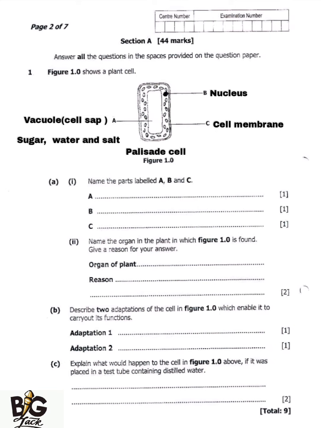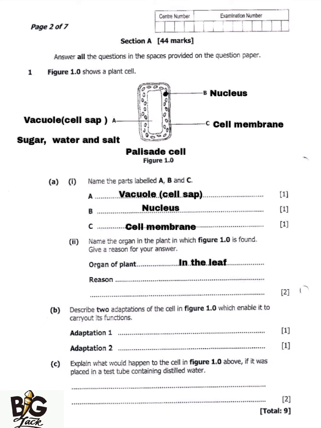Okay, so question A, Roman numeral 1, is saying, name the parts labeled A, B, and C. So as for A, I was saying this one is vacuole or cell sap. Then as for part B, it is called the nucleus. Then as for part C, it is called the cell membrane. Then Roman numeral 2 is saying, name the organ in the plant in which figure 1.0 is found. Give a reason for your answer. So I'm going to say this palisade cell is found where? In the leaf. So the organ, I'm going to say the leaf.